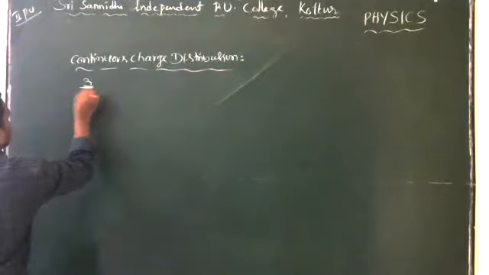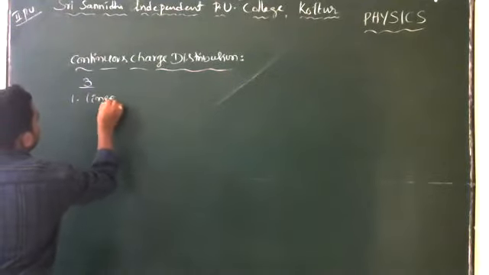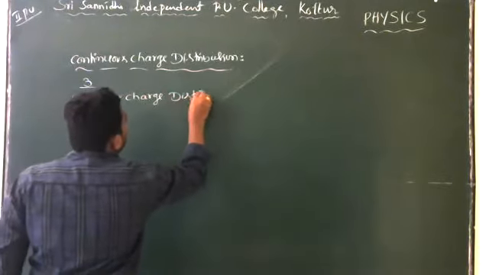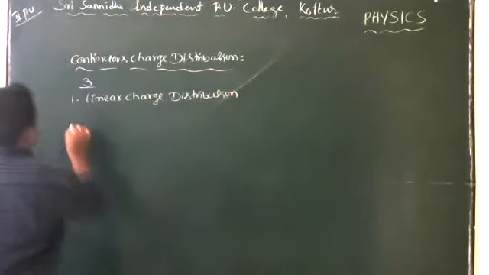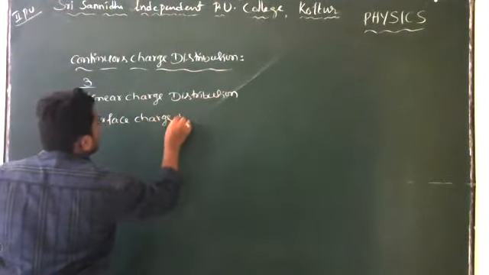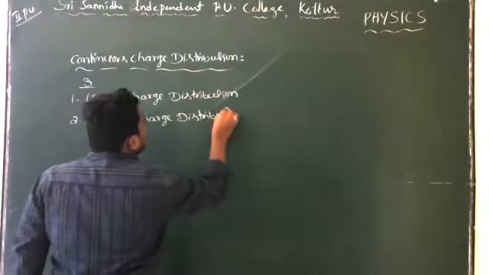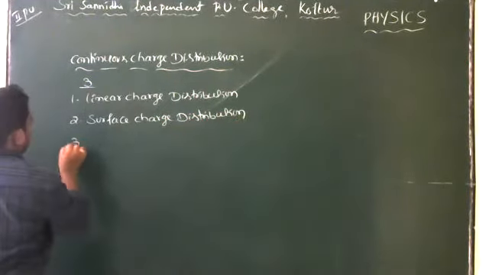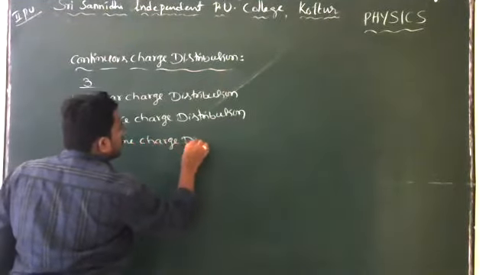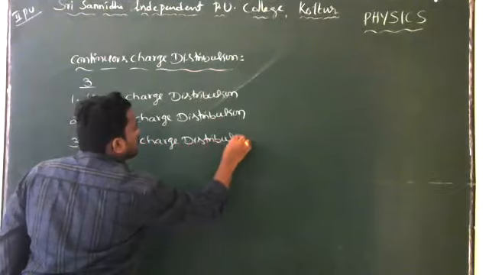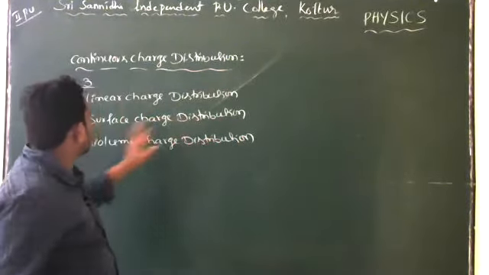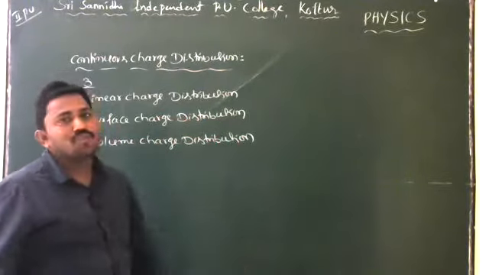The first one is linear charge distribution. The second one is surface charge distribution. The third one is volume charge distribution. So there are three types of distributions: linear charge distribution, surface charge distribution, and volume charge distribution.